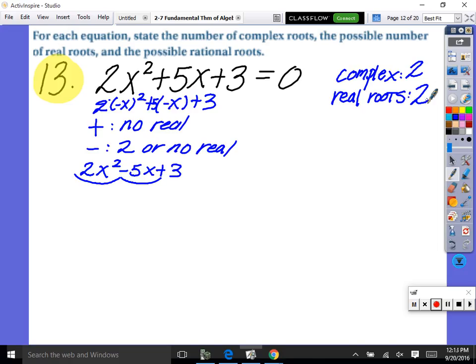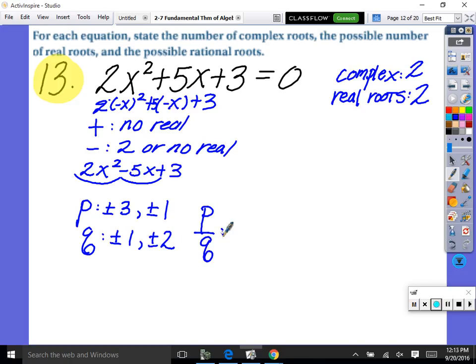And then we'll answer the last one, the possible rational roots. So we'll be doing P over Q. So P is plus and minus 3, plus and minus 1, correct? And then Q is plus and minus 1, plus and minus 2. So the possible rational roots are all P over Q's.